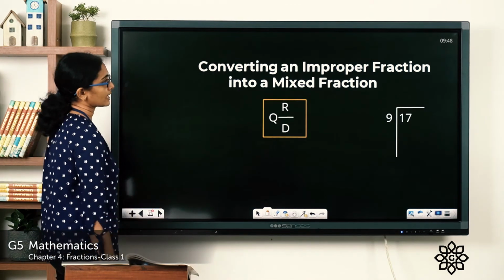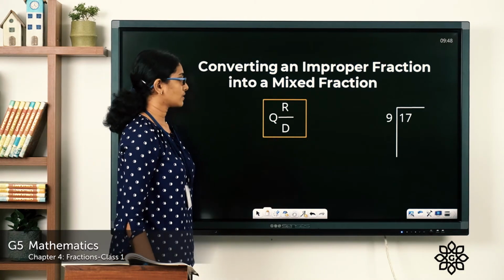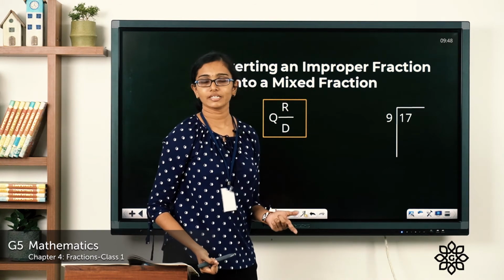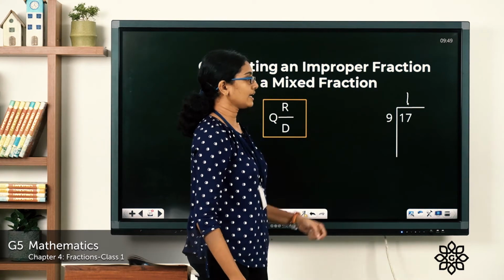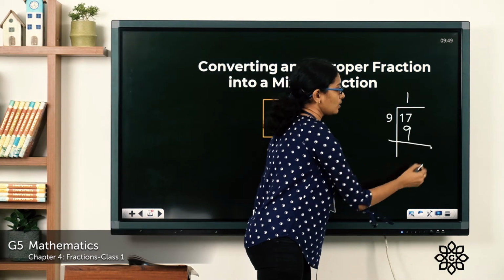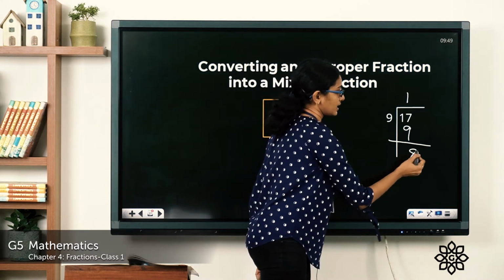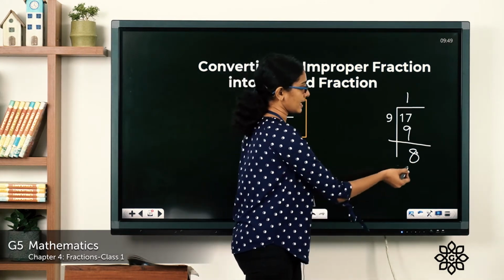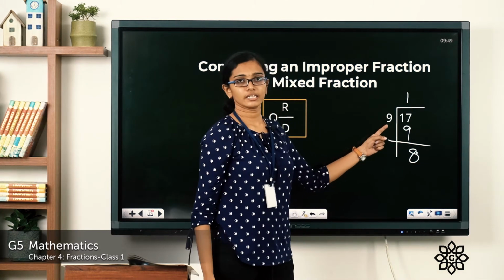So, let's see how we can convert the improper fraction 17 by 9 to a mixed fraction. First, let's divide 17 by 9. How many 9s will go in 17? 1, right? So, we write 1 here. Now, we multiply 1 into 9. 1 into 9 is 9. Now, what do we do? We subtract. 17 minus 9 gives you 8. Are there any more digits to bring down? No. So, let's stop the division right there. So, you have the remainder 8, the quotient 1 and the divisor 9.